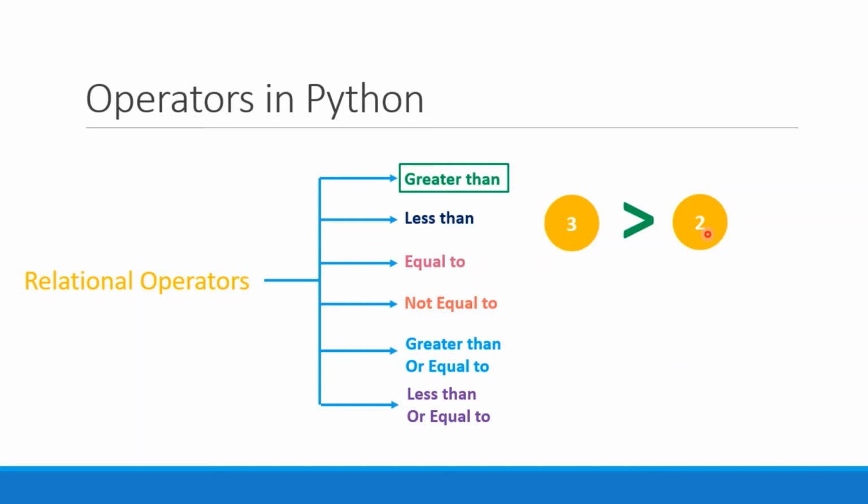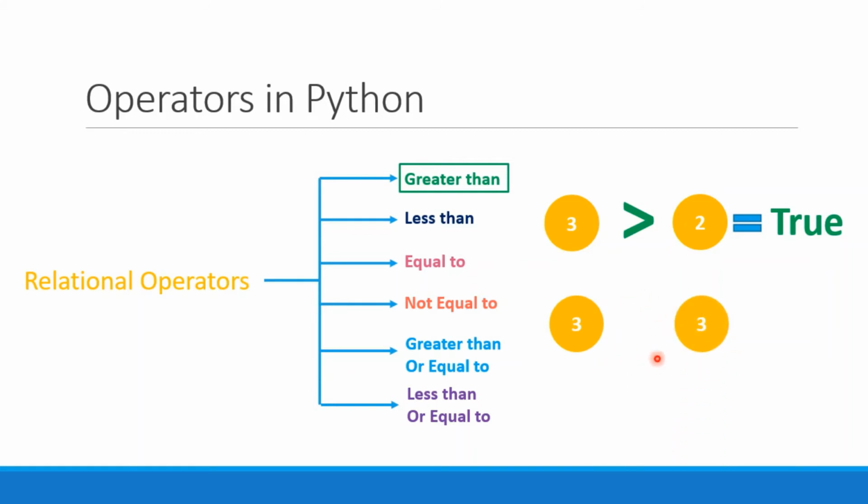It is either true or false. If the condition is true, it will give us the answer true, and if the condition is false, then it will give us the answer false. So here you can see the condition is true: 3 is greater than 2, so the answer will be true. Similarly, let's say another example, I have 3 and another value, 3.